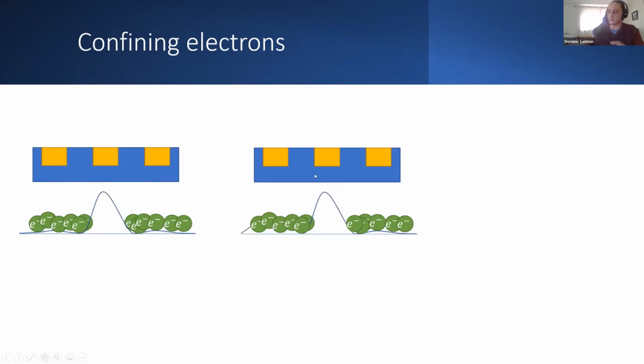We can do this again, by applying another gate voltage, and we can isolate a small puddle of electrons. We've effectively isolated these electrons, and we can try and interact with their spins, maybe form a single spin qubit.